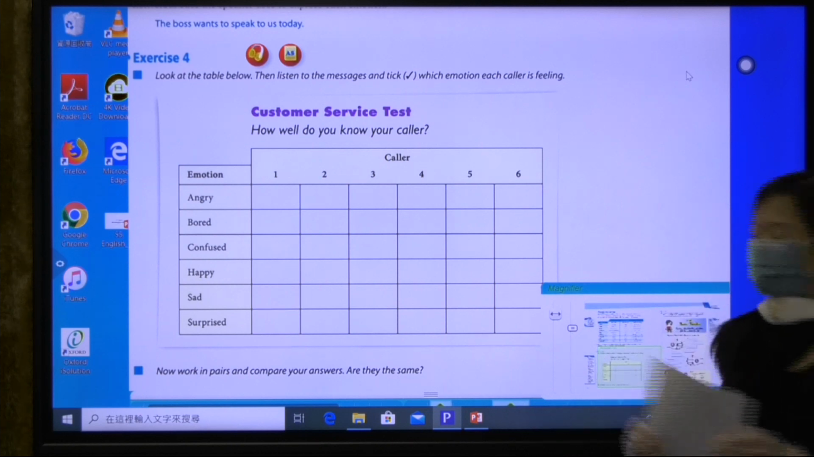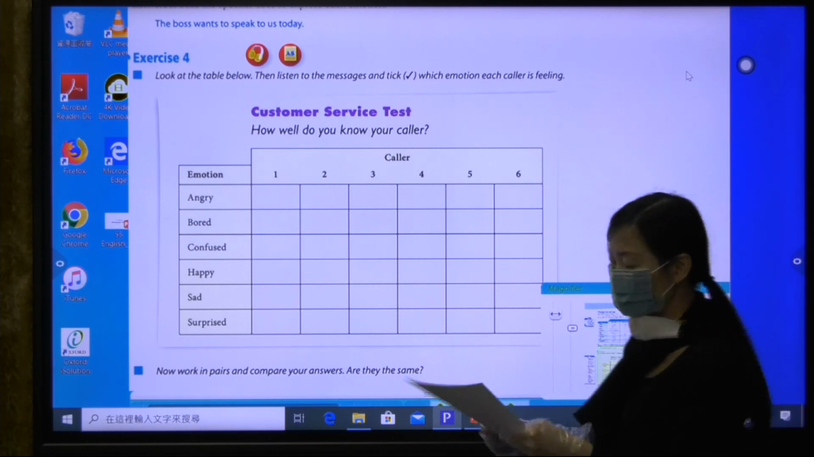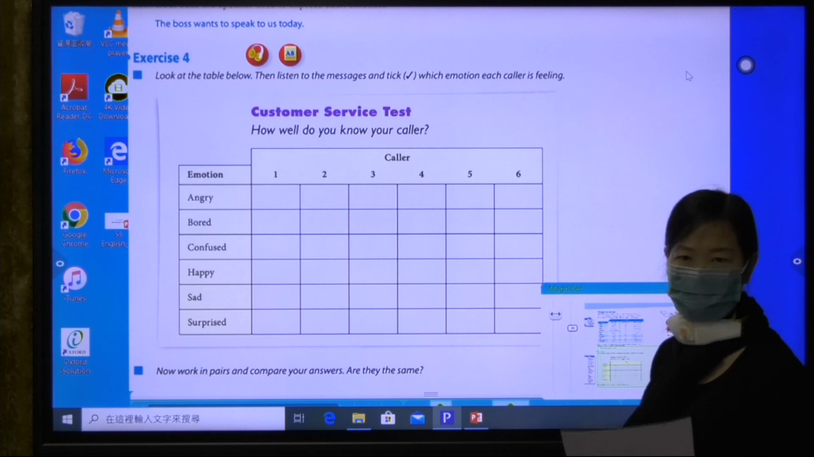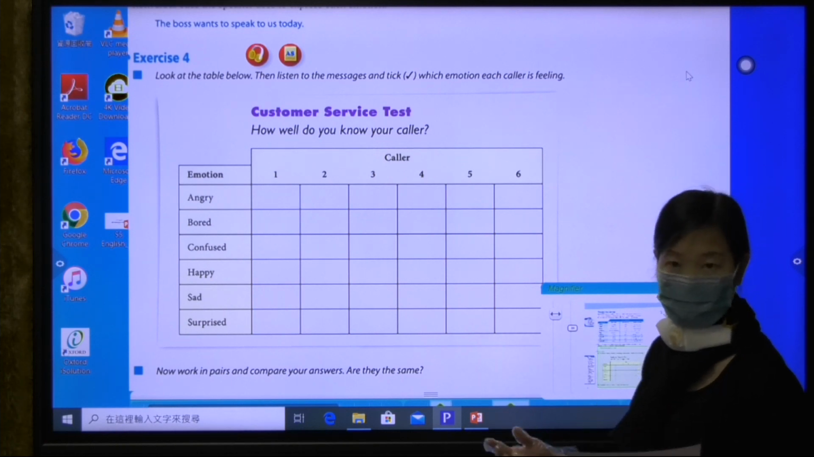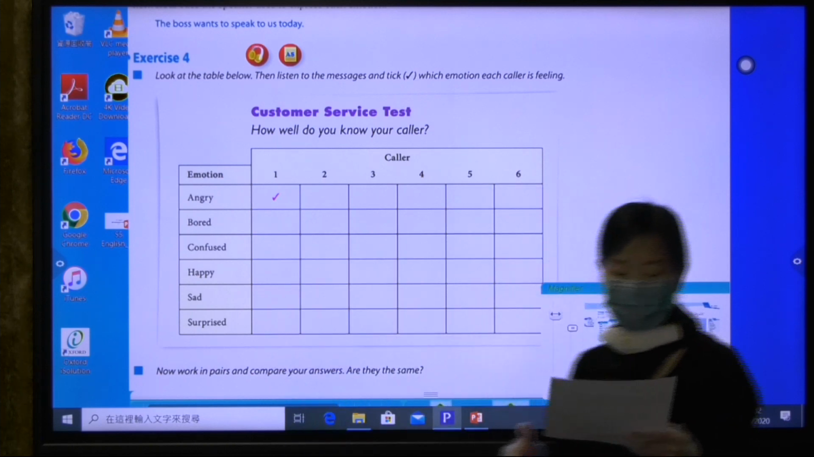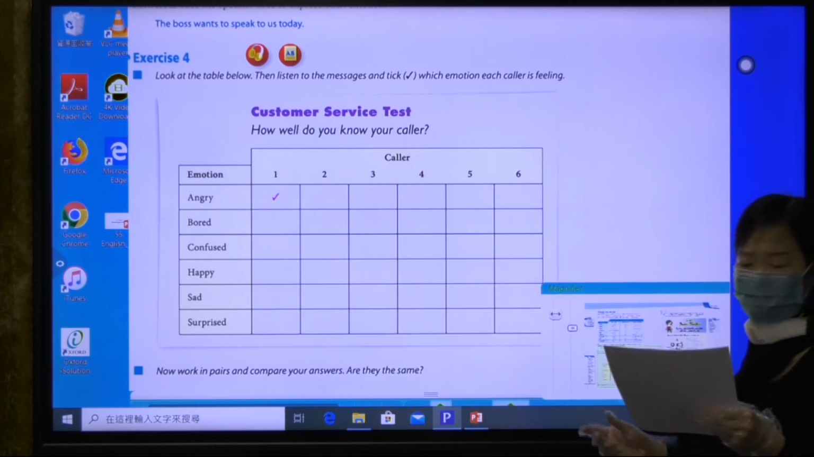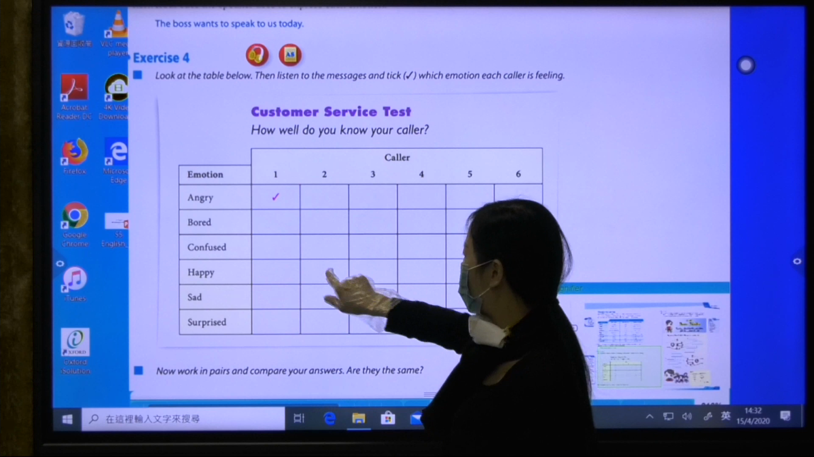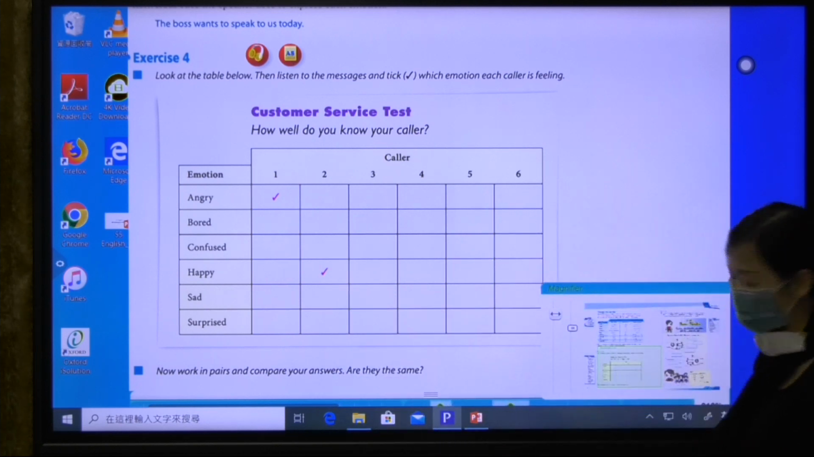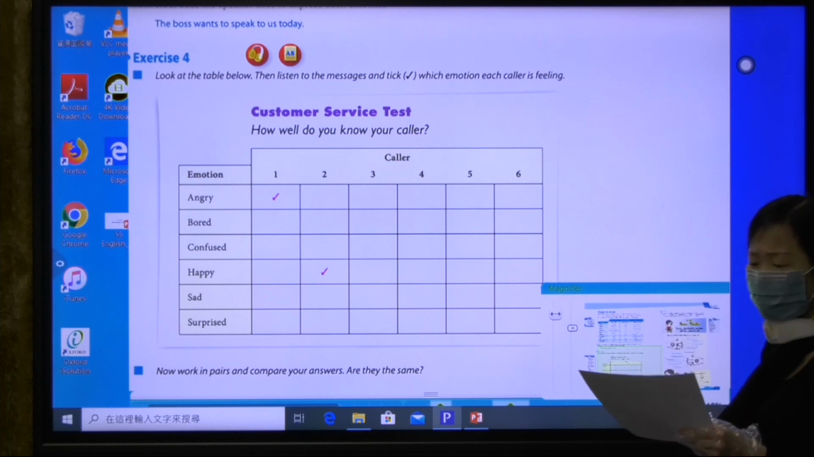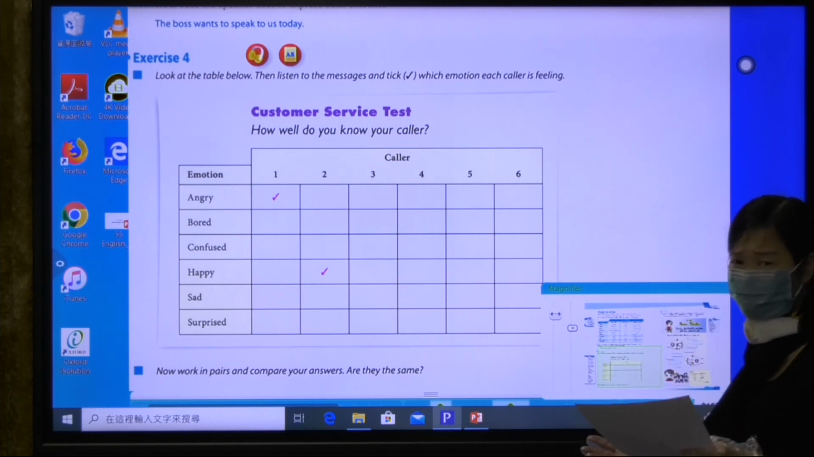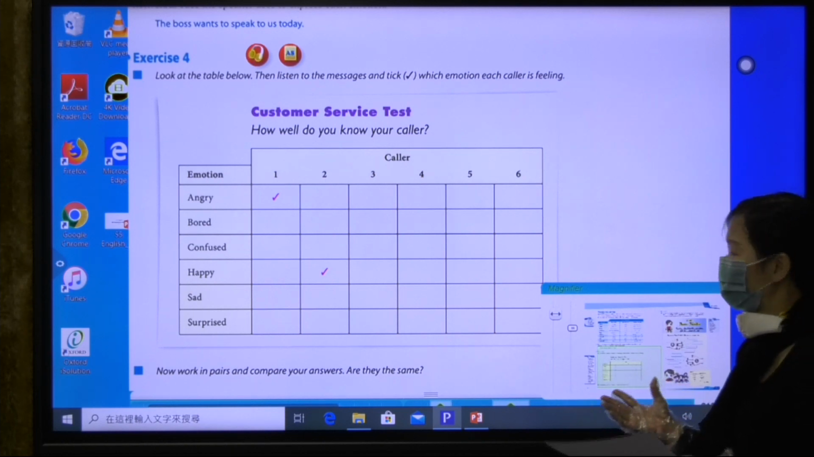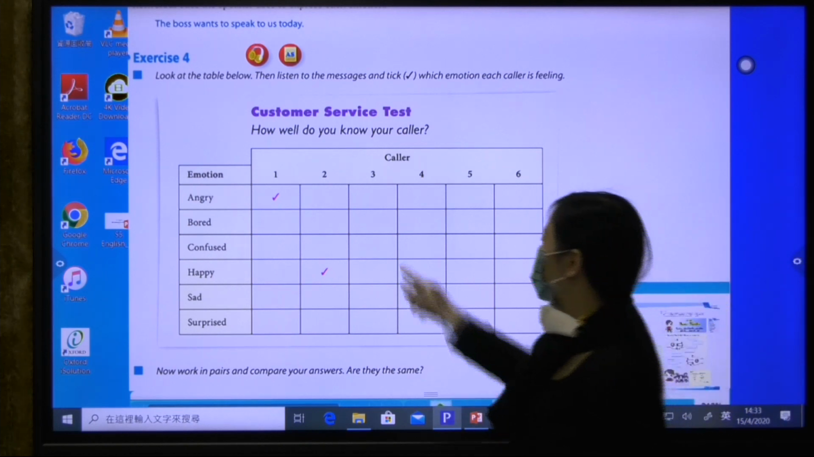So, are you okay with answer checking? What is the first caller's emotion? "You people are so incompetent." Very angry, right? Angry. And caller 2. "All my friends ask me where to get these, but I'm not going to tell them." So happy. And number 3. "What department is this?" You heard a lot of things, a lot of emotions like that, right? Very, very confusing. So confused.